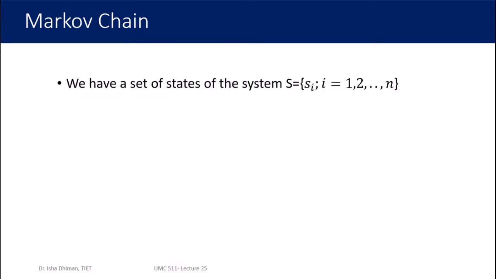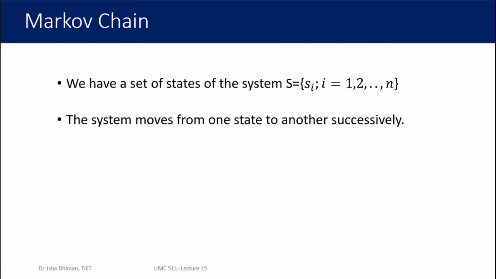So now let's define the mathematical formalism of this kind of chain. Here we have a set of states denoted by Si, i equals 1 to n. The system moves from one state to another successively. That's what I just explained, that it does not remain in one state. It's a dynamic process. The system is continuously moving from one state to another in time.